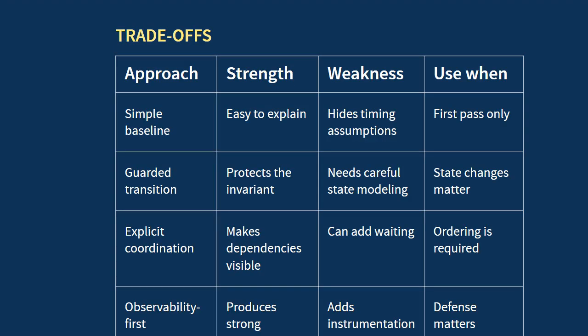Here is the practical comparison. A simple baseline is easy to explain, but it often hides timing assumptions. A guarded transition protects the invariant directly, but it requires careful state modeling. Explicit coordination makes dependencies visible, though it can add waiting. And observability-first design gives you strong evidence, but it means more instrumentation work. The right choice depends on what failure you are trying to make impossible, or at least measurable.